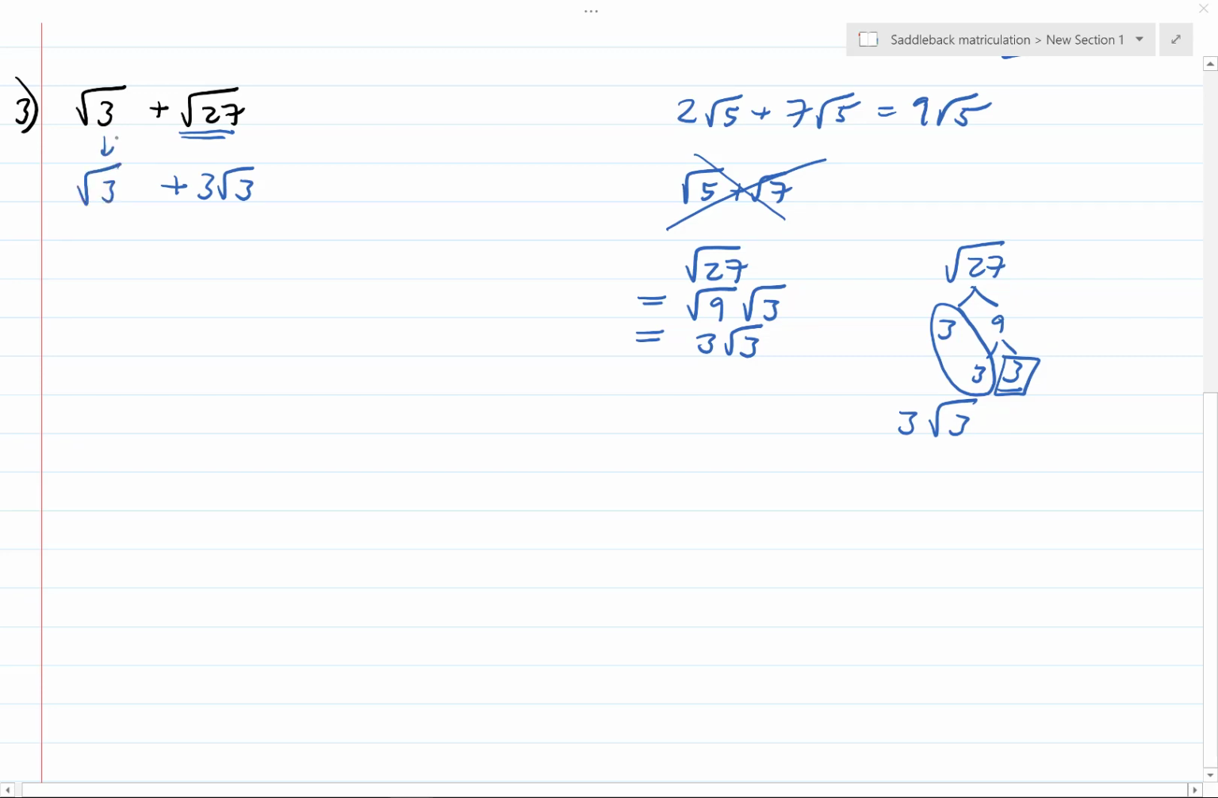So if I have 1 root of 3 plus 3 roots of 3, I have 4 roots of 3. And that is my answer, and I see it there as C. Check.